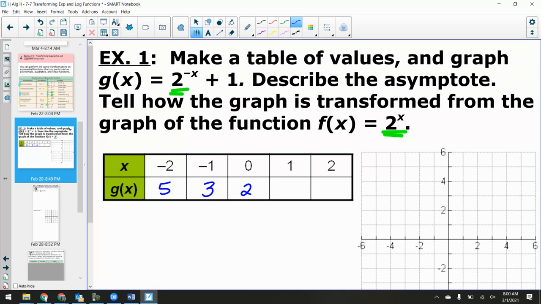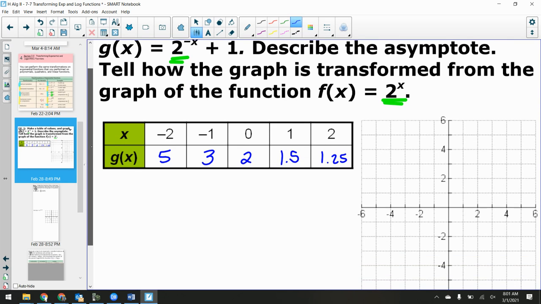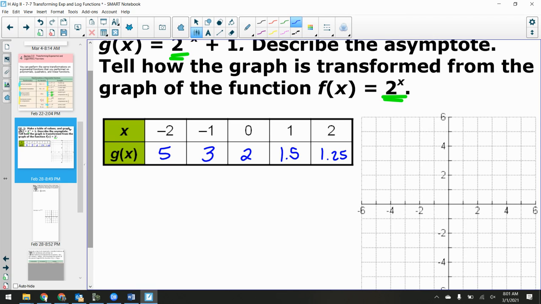2 to the negative 1, which is 1/2, plus 1 is 1.5. 2 to the negative 2, which would be 1/4, plus 1 would be 1.25. All right, so we have negative 2, comma, positive 5. We have negative 1, comma, 3. We have 0, comma, 2, 1, comma, 1.5, and 2, comma, 1.25.